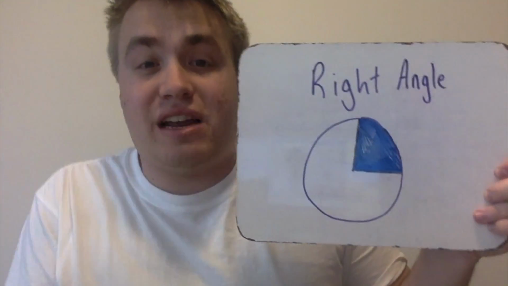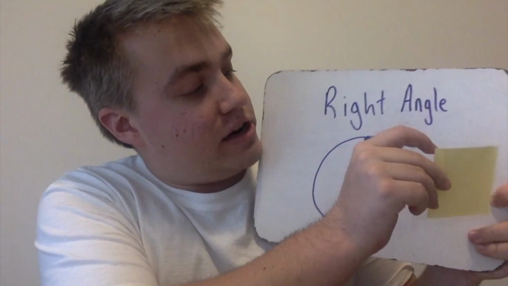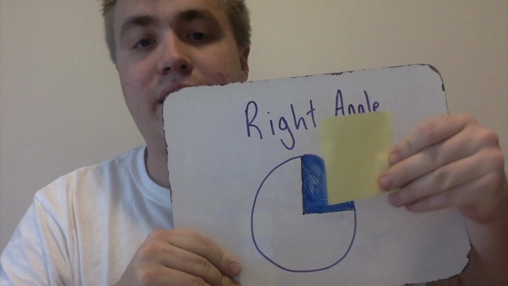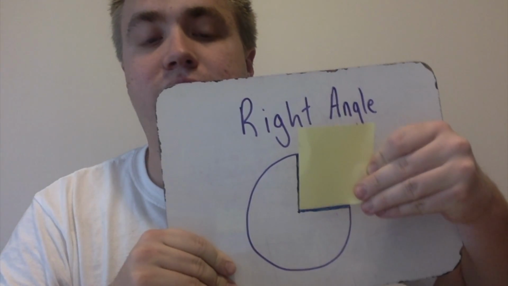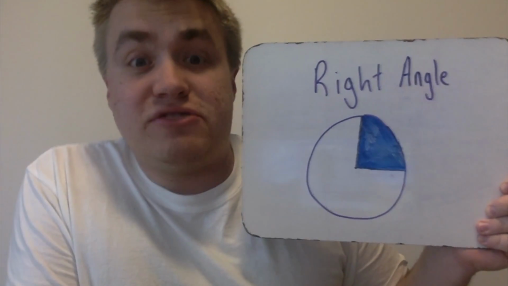Next, let's take a look at a right angle inside of a circle. Now, again, I should be able to take my sticky note here, and if I line it up just nicely right inside of my angle, it does, for the most part, given a little bit of human error there, fit in my angle just nicely.